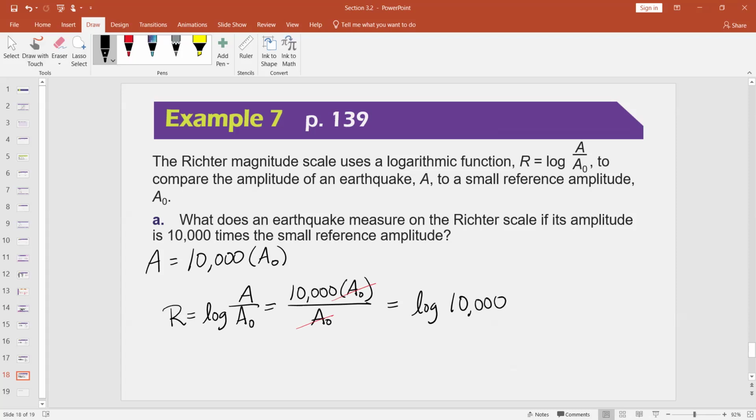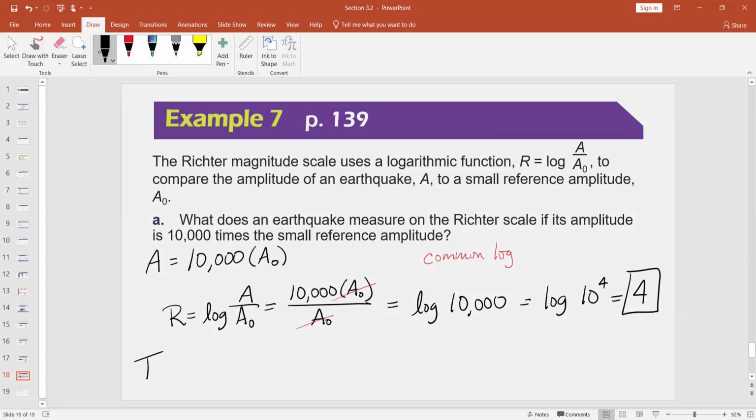Now, again, remember, this is the common log. So it doesn't have a base, which means its base is an understood 10. So I can write this as log of 10,000 is equal to the log of 10 to the power of 4. And so that means that my amplitude, or my Richter scale, for a magnitude of 10,000 times more than the sample is 4.